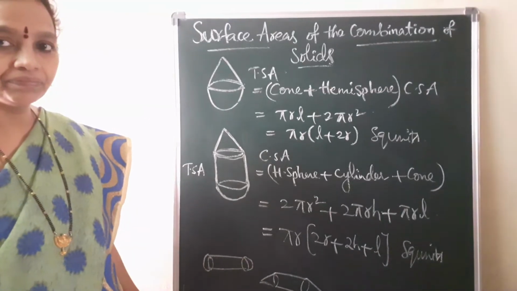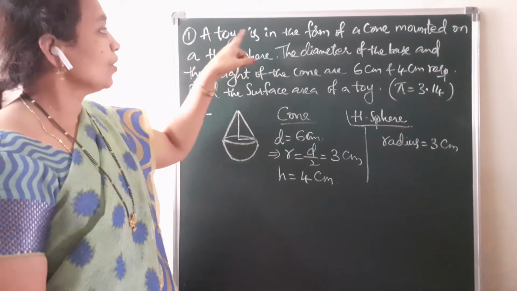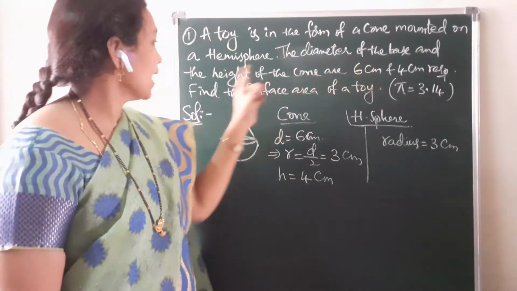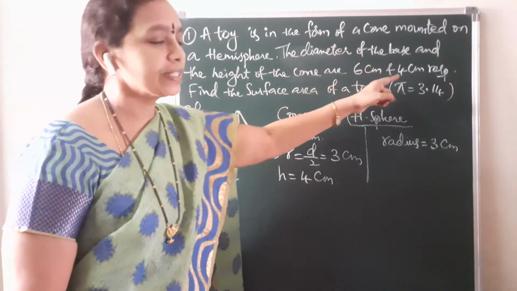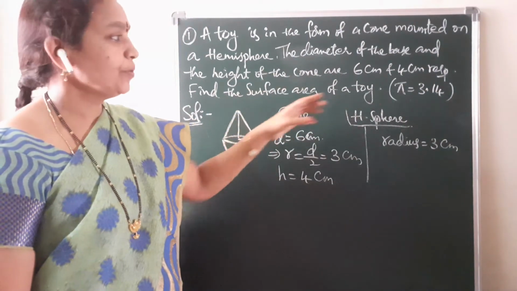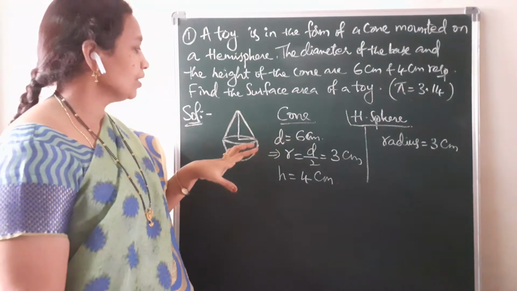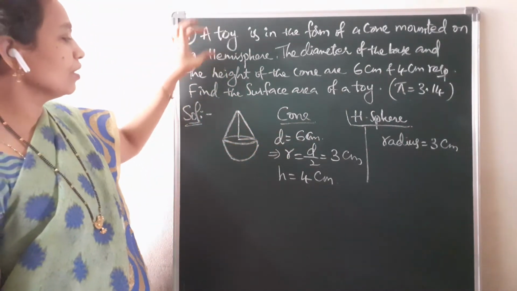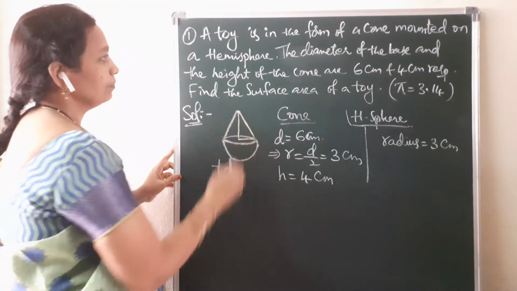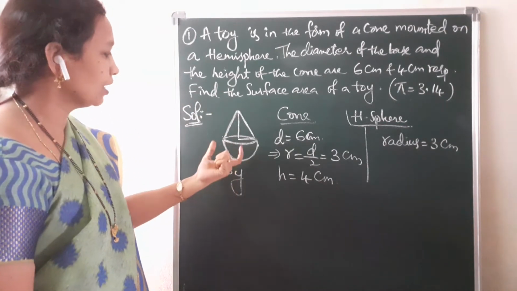Okay, for example, we will consider one of the problems. The toy is in the shape of a cone mounted on a hemisphere. The diameter of the base and the height of the cone are 6 cm and 4 cm respectively. Find the surface area of the toy. Use the pi value as 3.14. So the diagram of the toy will be like this: a hemisphere surmounted by a cone, and the figure will become like this.